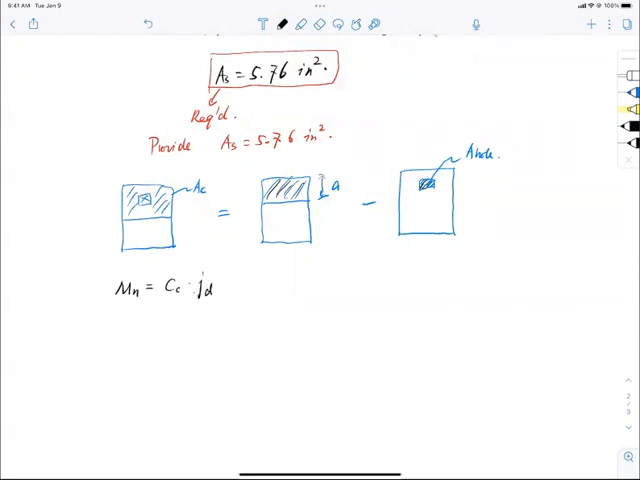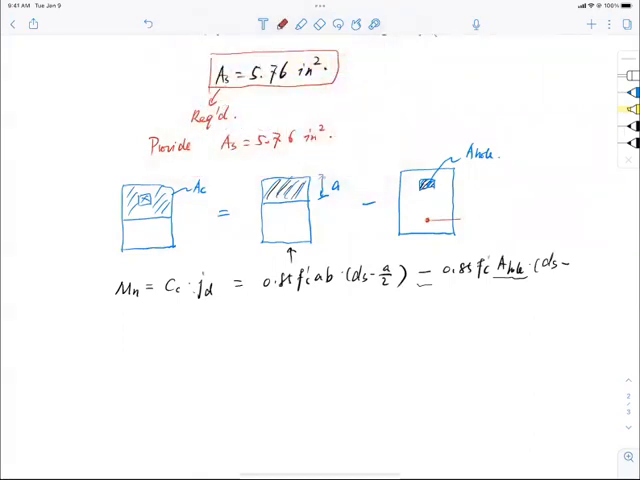But I can now do the subtraction, which is 0.85 f'c A b multiplied by the lever arm ds minus half a, minus 0.85 f'c and A whole, the area of the opening, and then multiply by ds minus, what is the center? So the distance between the reinforcement ds right here.